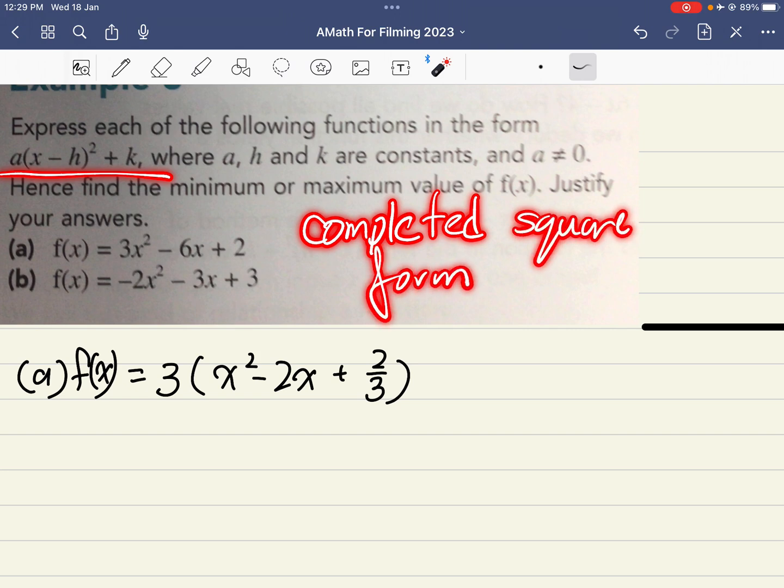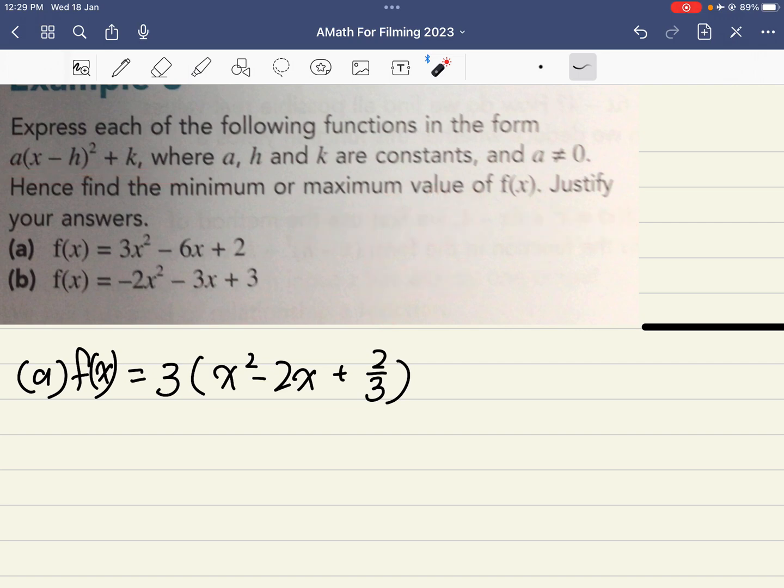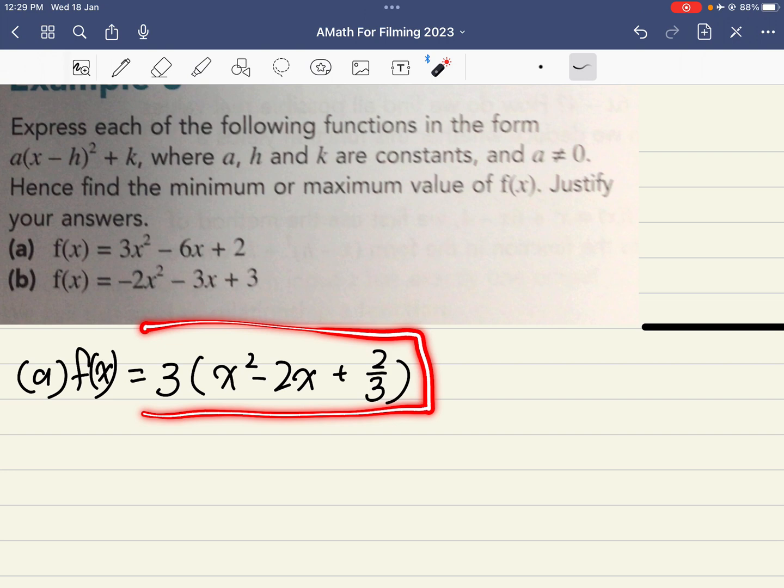So, if I want to express this in a completed square form, be very careful. Before you can even do completing the square, the coefficient of x squared must be equal to 1. So in this case, there's an issue here. The coefficient of x squared is equal to 3. So what I need to do is to factorize 3 first. So from this expression, I have factorized 3. So I'll get x squared minus 2x plus 2/3. This is equivalent to this.